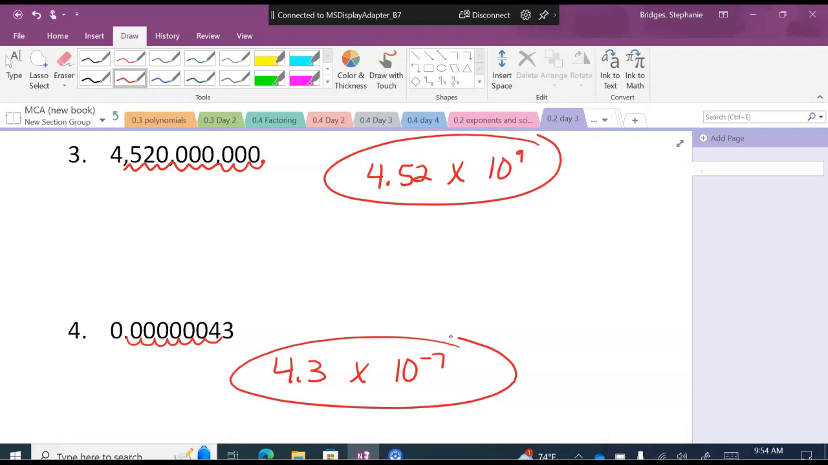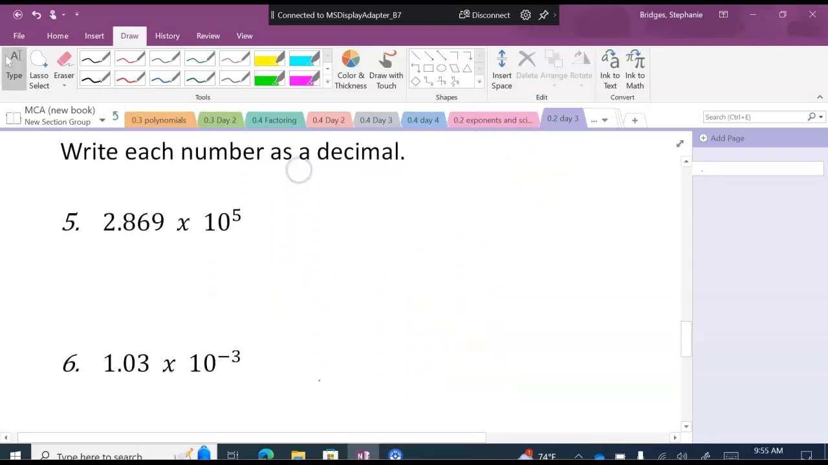All right, and then we're just going to go the other direction. I'm going to give it to you in scientific notation, and I want you to write it. It says as a decimal. Remember, all whole numbers are technically decimals. We just don't usually write them. Okay, so try these two. You're just taking it from scientific and going into a decimal.